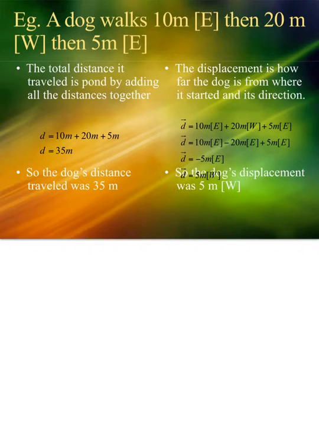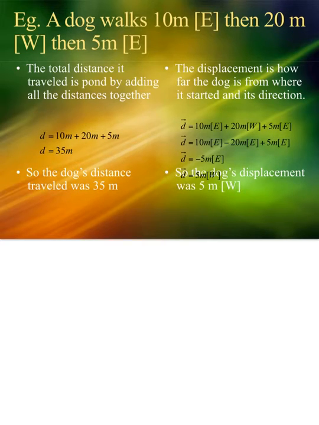So, they don't always have to be the same either. So for example, if you've got a dog walking 10 meters east, then 20 meters west, then 5 meters east, if you're doing distance, you're just adding up the 10 plus 20 plus 5, and you're getting that the dog walked 35 meters. So the distance the dog traveled was 35. Displacement, though, is how far the dog is from where they started. So 10 meters east and 20 meters west, well, those will cancel out a little.